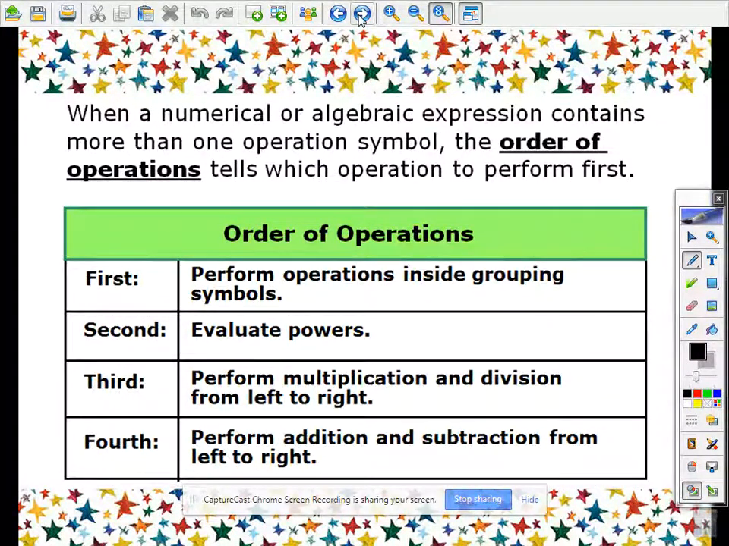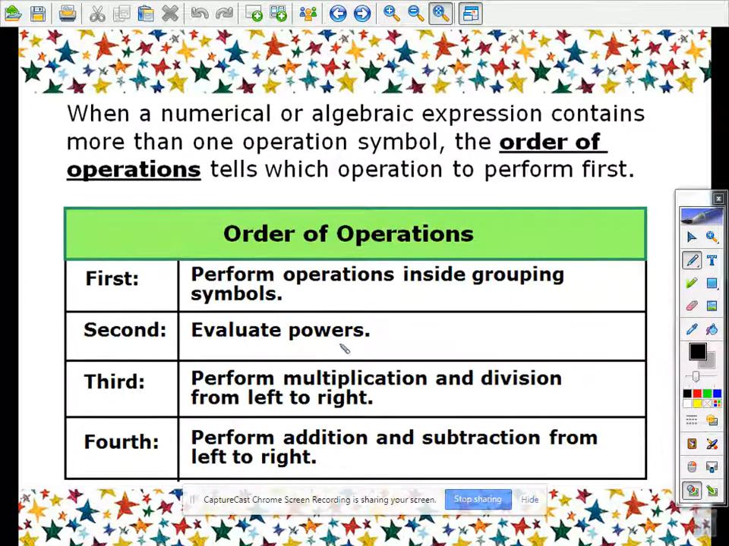When a numerical or algebraic expression contains more than one operation symbol, the order of operations tells which operation to perform first, and this applies from now until the end of math. First thing you always want to look for is grouping symbols, and you want to perform the operations within the grouping symbols first. Once you're inside of them, you also follow this list.